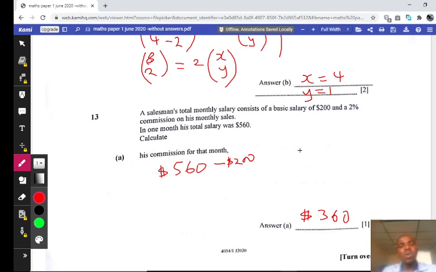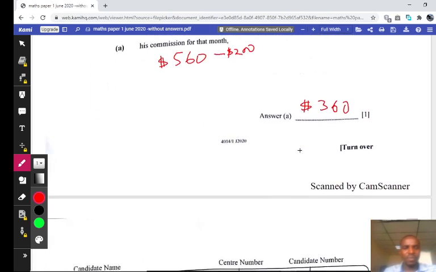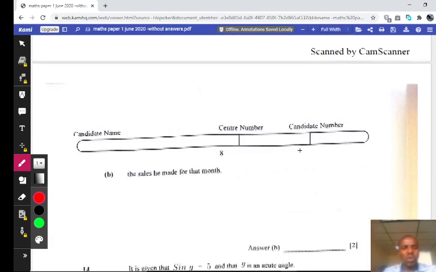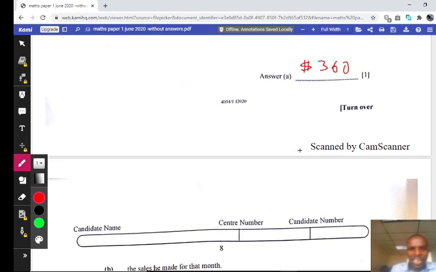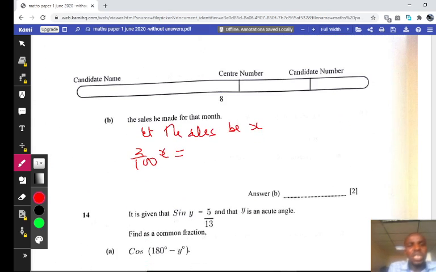Right, so 2% of the sales that we made is equivalent to 360. Let's calculate based on that. So what do you want? The sales he made for that month. So let's say, let the sales made be X, which means 2% of X is equal to the amount that we got here, 360. So 360 is 2% of our sales. If you can simplify here, what do you get? 2 over 100 is 1 over 50.